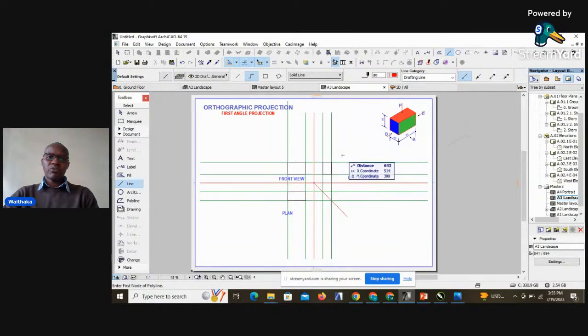And maybe before we move to third angle projection and see the difference, I think it's important again to check on your comments in the comment section so that we move together.